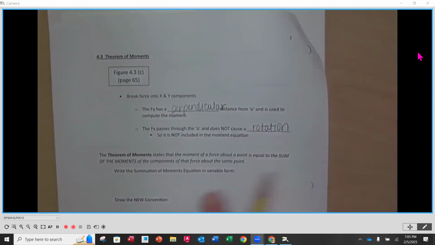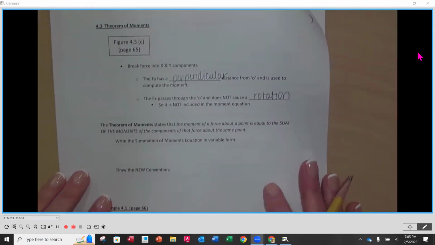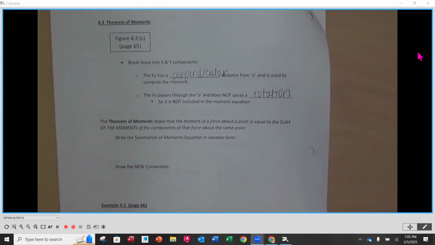Now, the theorem of moments is our next section in this chapter. Theorem of moments states that the moment of a force about a point is equal to the sum of the moments of the components of that force about the same point, okay? So we want to write the summation of the moments equation in variable form, okay?